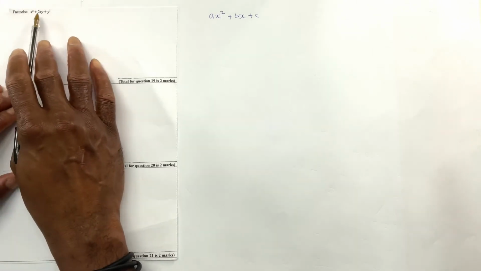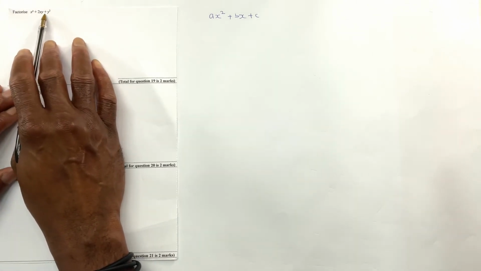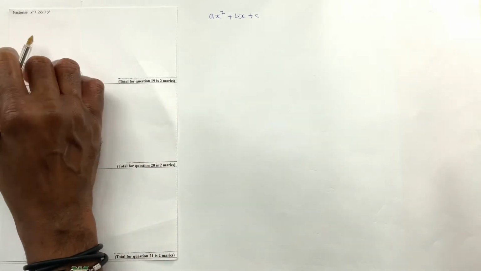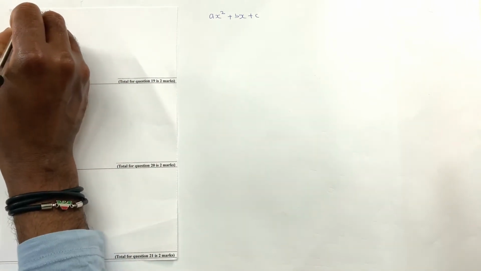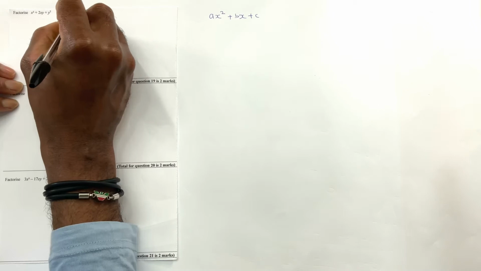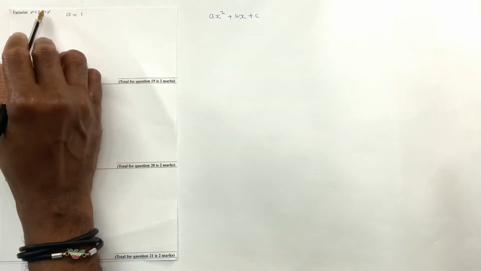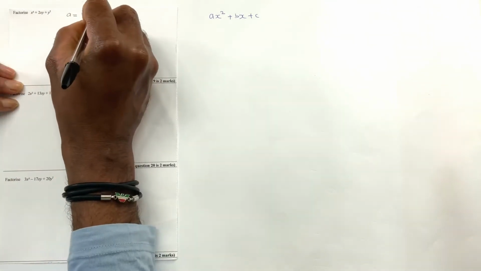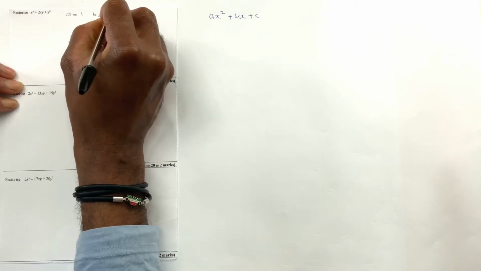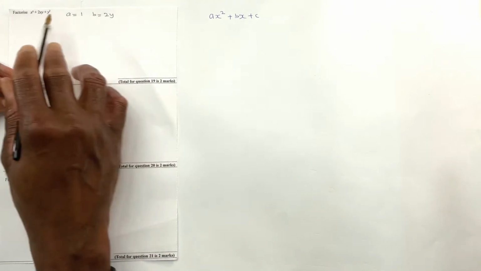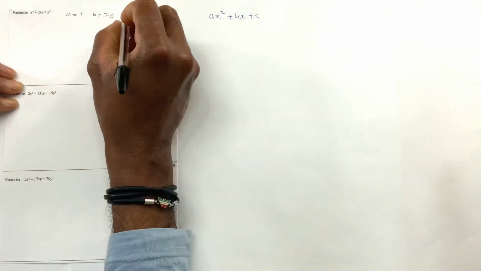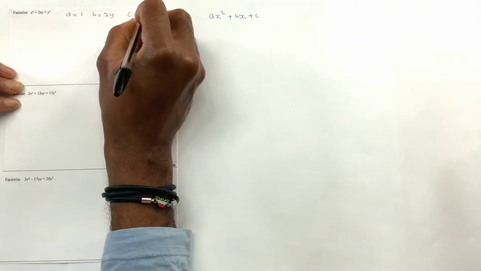Factorize x squared plus 2xy plus y squared. Well, again, this is a quadratic expression. So I'm going to write down what a is. A is 1 and b is 2y. If you compare that to that, b is 2y and c equals y squared.